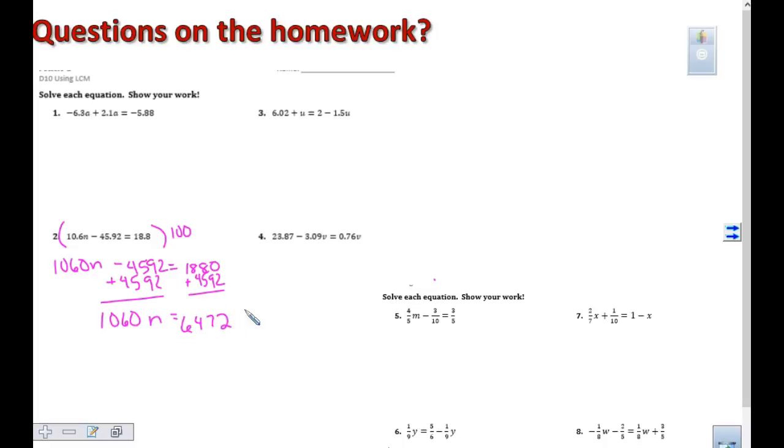If I am solving that, my next step, Carmen, is to do what? Divide. And when we do our division, in this one, we're going to divide on both sides by our coefficient of n. The coefficient of n is 1,060. And we should have n equaling 6 point, what did we get when we did the division? 6.10, and it kind of keeps going on, so I would say if you stopped at this point.